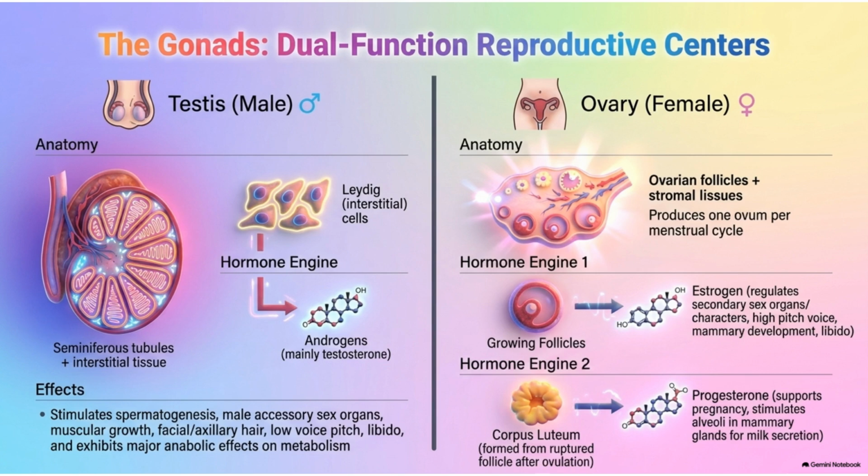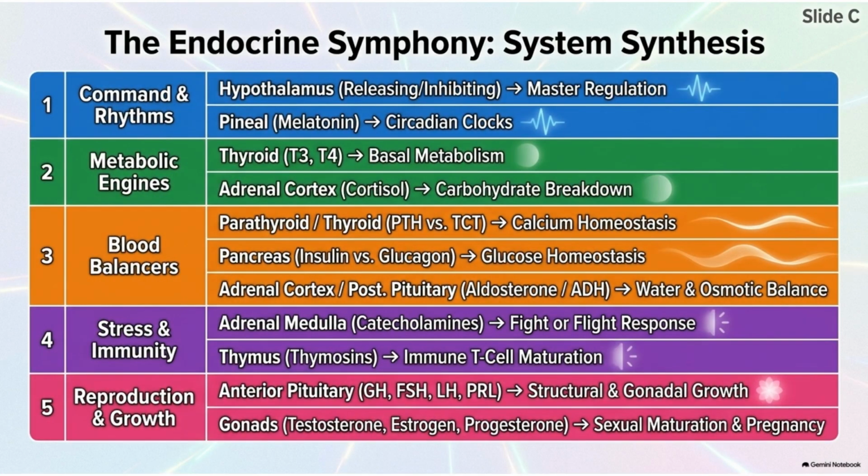Progesterone. After ovulation, the ruptured ovarian follicle becomes the corpus luteum. The corpus luteum secretes mainly progesterone. Progesterone supports and maintains pregnancy. Progesterone acts on mammary glands, stimulates formation of mammary alveoli, and promotes milk secretion. Alveoli in breast tissue are sac-like structures in mammary glands. They store milk.